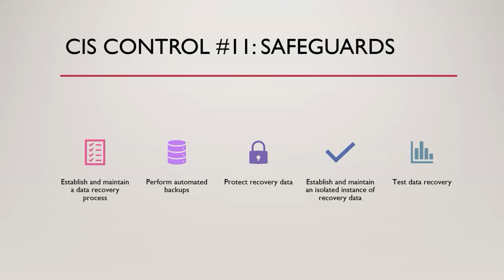And then another safeguard is establishing and maintaining isolated instances of the recovery data, which I mentioned, as well as testing that data recovery. So again, what's the point in backing up data if when we restore from those backups, it doesn't work? So that's why it's important to do that continuous testing of, is everything still intact on this data that we've been backing up? And is it still functional? Like, is this actually data we can use? Or if not, what's going on? What's wrong? And then we need to make adjustments from there.